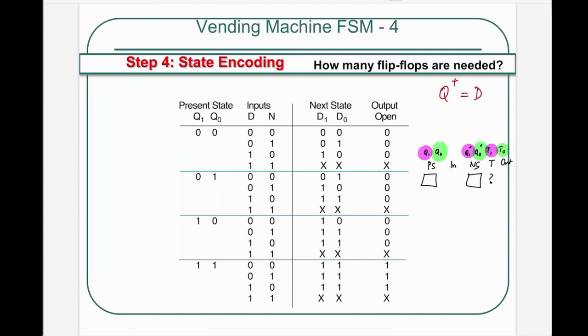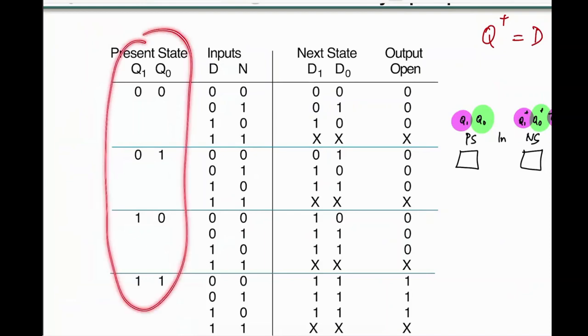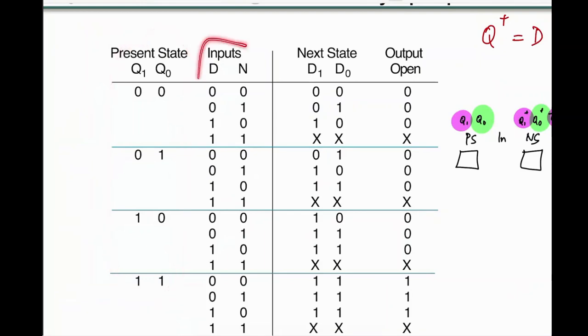All right. So let's talk about this. We have present state encoded. Inputs exactly the same as before. Next state, same as before, except now it is encoded. And we have used D1 instead of Q1 plus, D0 instead of Q0 plus.